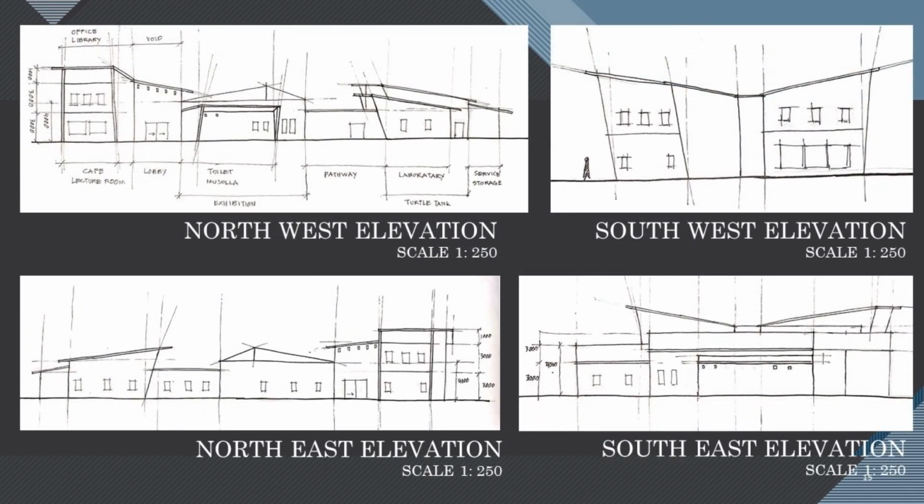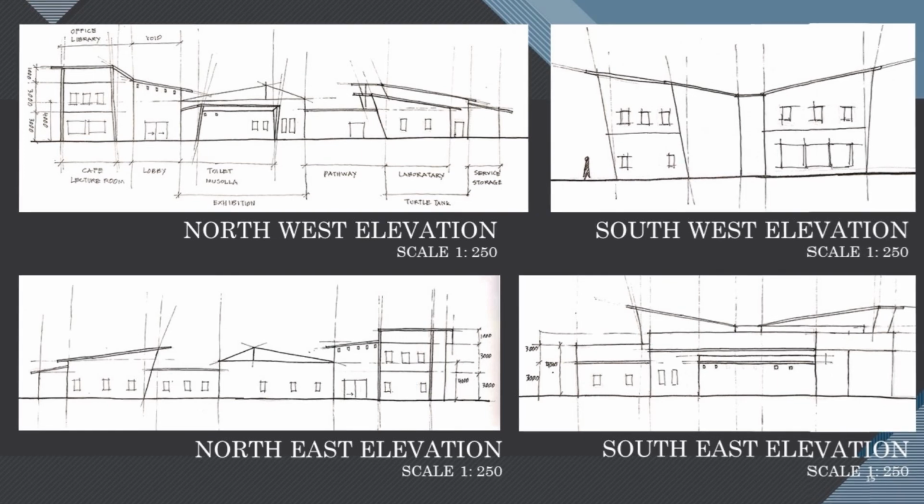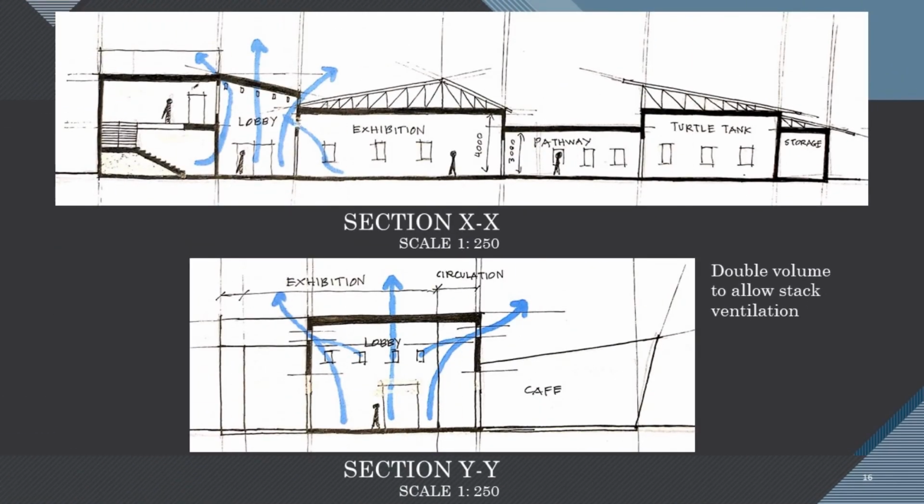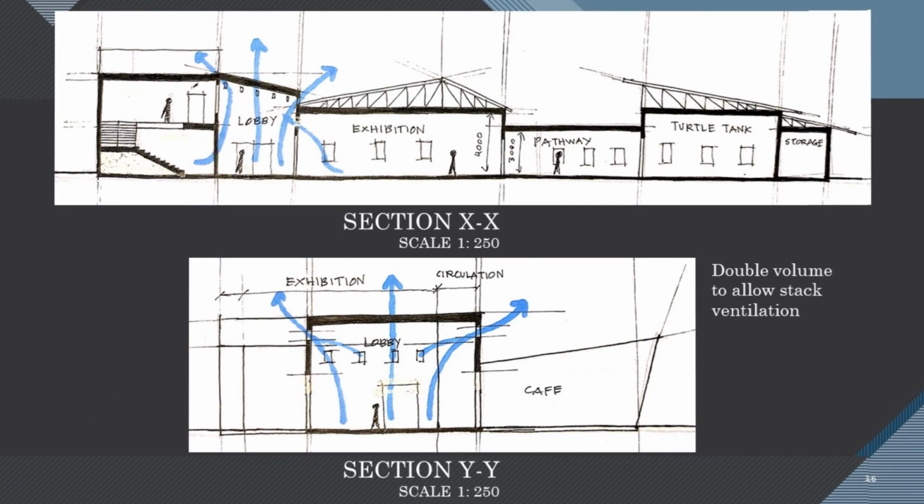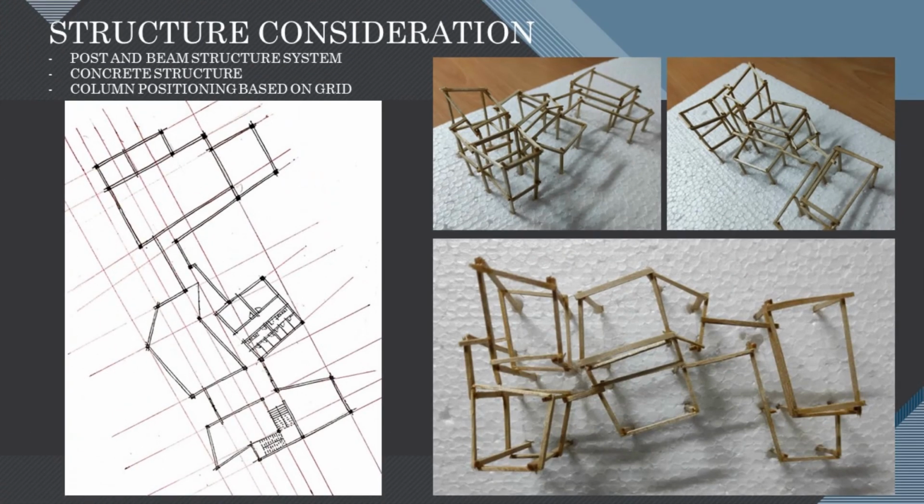This is the elevation of the building that shows the use of the slanted wall and also the pitch and monopitch roof. Here is the section cut of the building showing the stack ventilation process happening in the building. For the technical development and structural consideration, this building used the concrete post and beam structure. The floor plan diagram shows the position of the columns that are based on the grid.